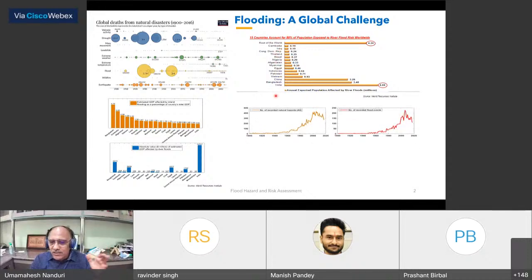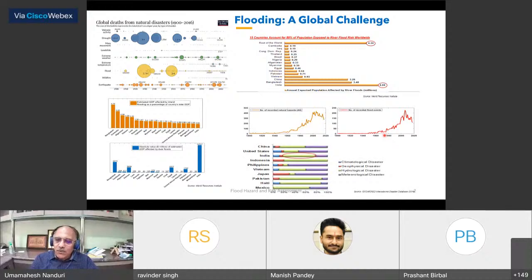And if you observe the number of recorded natural hazards as well as natural flood events, you find that they have been increasing over the last few decades. The number of events is increasing, and one of the reasons attributed for this is climate change and global warming. Among the four major natural disasters, hydro disasters are more predominant, especially in India. In fact, among the four, this is the highest.